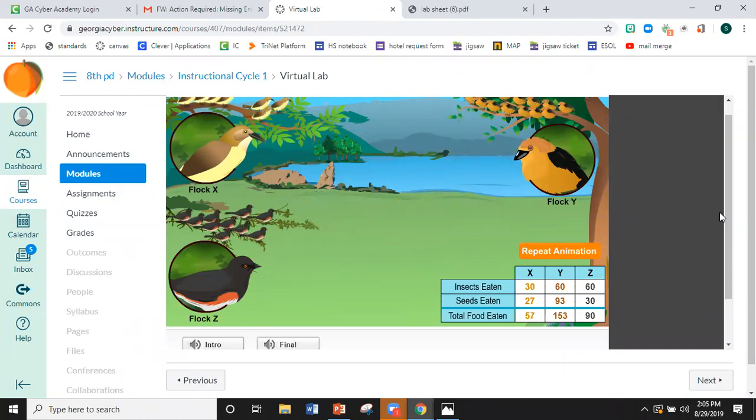Okay, so flock X now ate 57. Y, I'm sorry, not percent, pieces. Y had 153 and Z had 90. If you add all that up, that's 300 pieces, 150 of each. So there's still the same amount of food. There's still 300 pieces of food. The amount did not change. Still the same amount of food, but we changed the type of food.